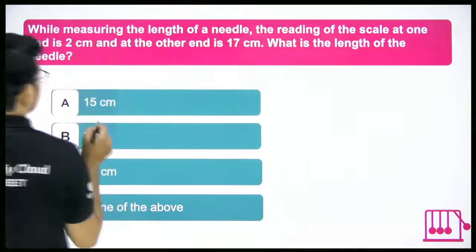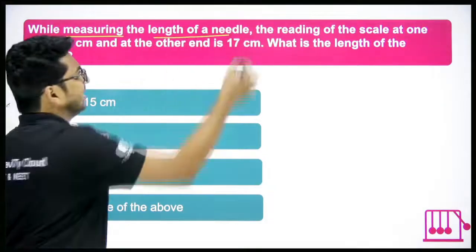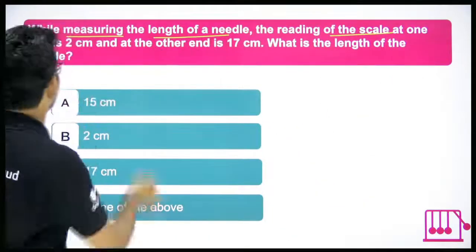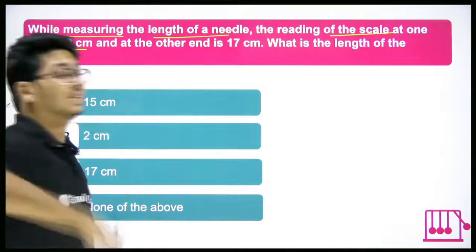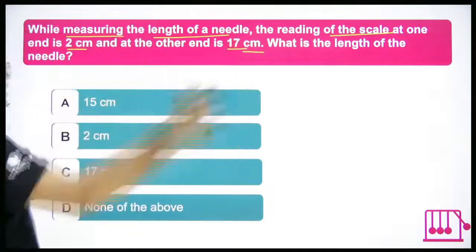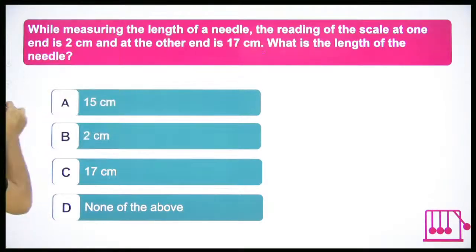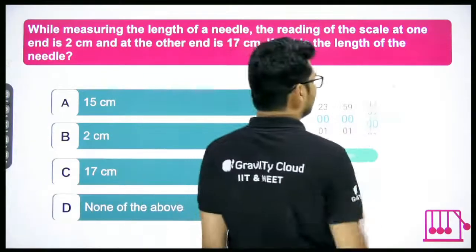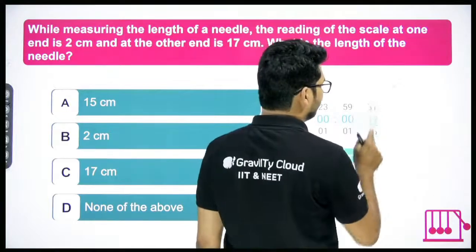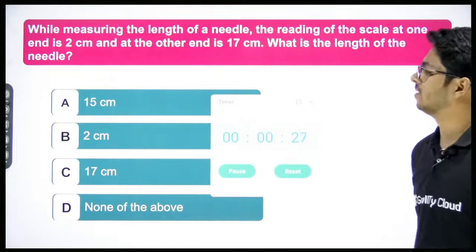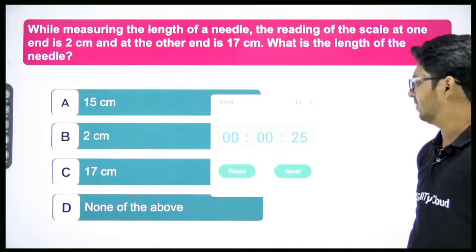While measuring the length of a needle, the reading of the scale or the ruler at one end is 2 centimeter and at the other end is 17 centimeter. One end is 2, the other end 17. What is the length of the needle? I'll again give you 30 seconds. 30 seconds should be more than enough. So please take 30 seconds of time and then solve it. Please solve it, everyone.